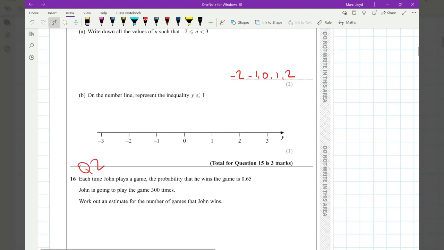Okay, part B, on the number line, represent the inequality y is less than 1. So over the 1, we put our circle. Now the inequality symbol kind of looks like an arrow, so it's pointing in the direction we want it to go. And because it's got that equal to bit, we include the number, we include the ink. And that's our inequality.